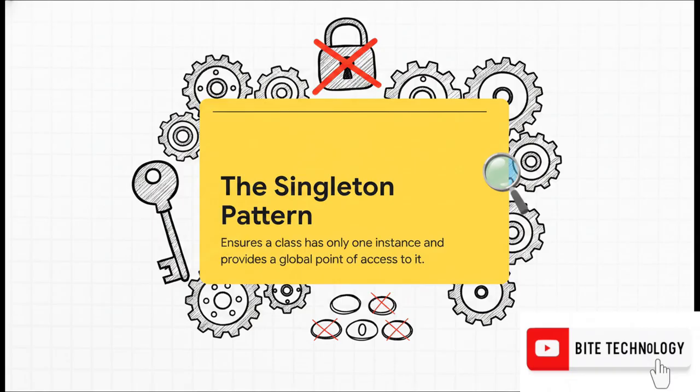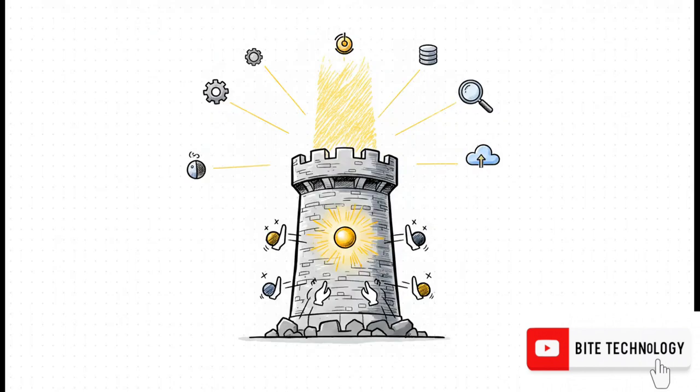It's making two really specific, really bold promises. Promise number one, it guarantees you can only ever have one of these things, just one. And promise number two, it gives you a single global spot to get a hold of that one thing. And that's the absolute key right there.